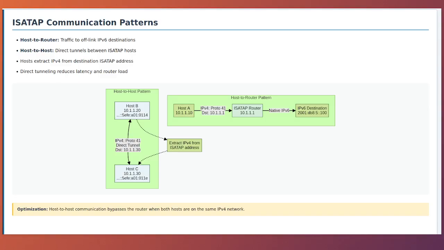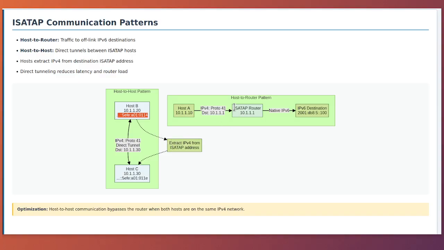This occurs when an ISATAP host needs to reach an IPv6 destination that is not on the ISATAP network. The host recognizes that the destination is off-link by examining the IPv6 address prefix. If the destination prefix does not match the local ISATAP prefix received in router advertisements, the host knows it must send the packet to the ISATAP router.